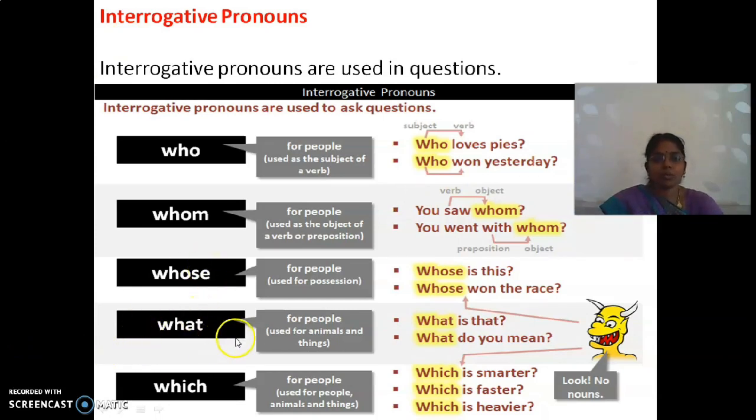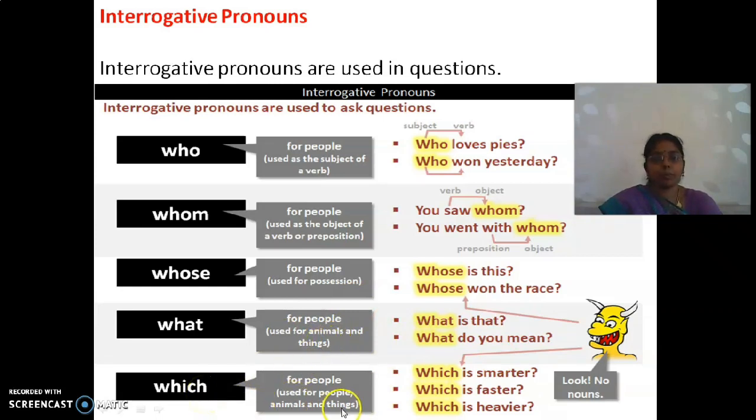What? What is used for animals and things, right? What is that? What do you mean by that? So, what is that? That is a cat, maybe, right? That is used for animals. What do you mean? In the sense of any things or objects, your wording also matters a lot here. So, what is used for animals and things.